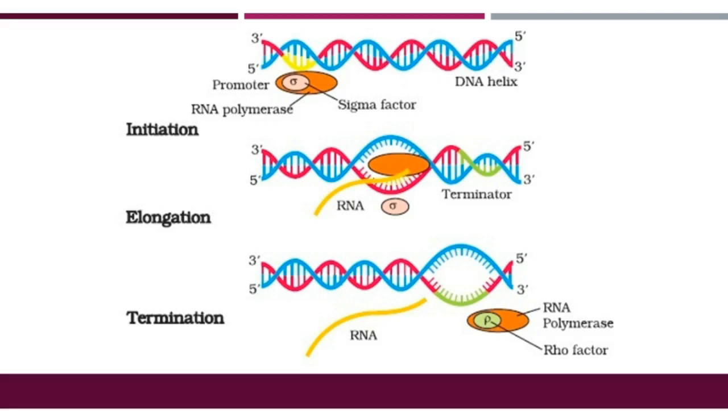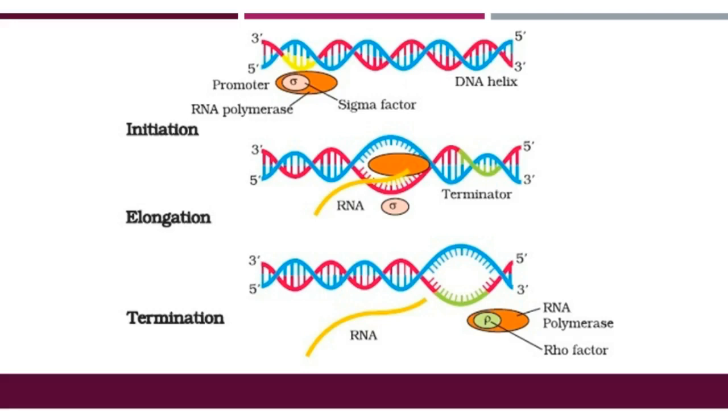So there are three steps in the process of transcription. First, we have initiation, and this is where RNA polymerase is going to recognize a very specific sequence within the DNA molecule called a promoter. And the promoter is sort of a signal sequence that lets the polymerase know that, hey, there's a gene here that needs to be transcribed.